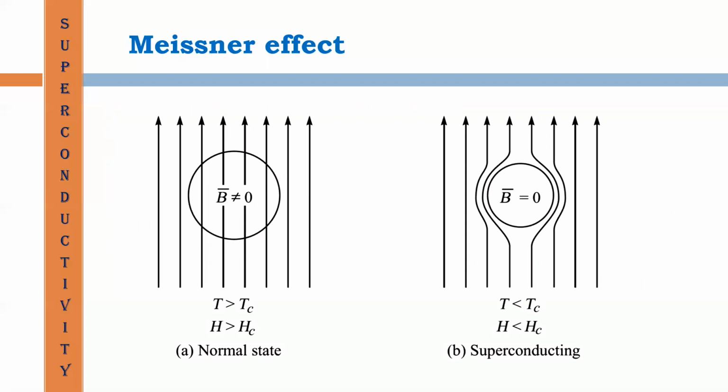This is the pictorial representation of the Meissner effect. In the normal state, T greater than Tc and H greater than Hc, the magnetic field penetrates through the superconducting material, and when the temperature is reduced, or the superconducting material is cooled, the magnetic flux lines are expelled out. This is the Meissner effect.